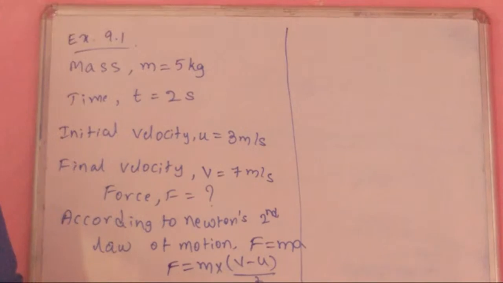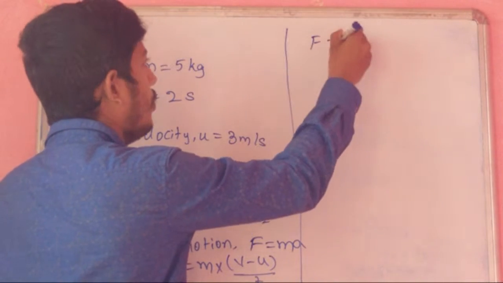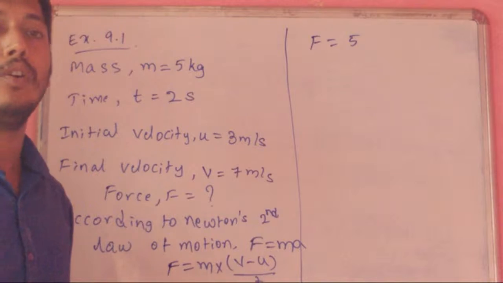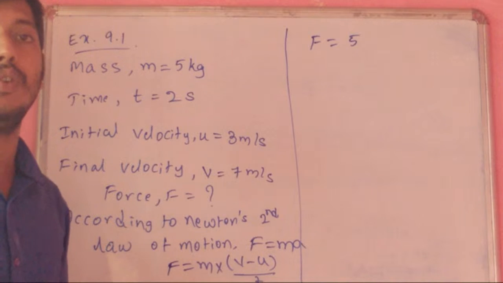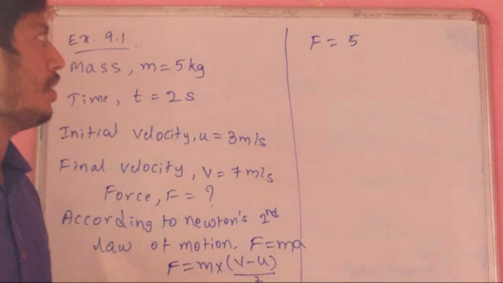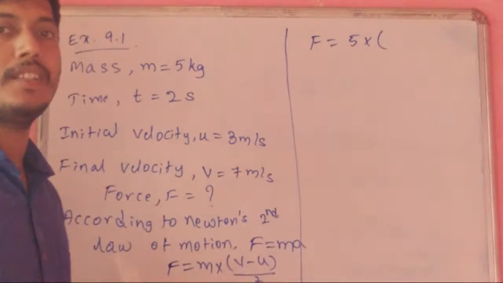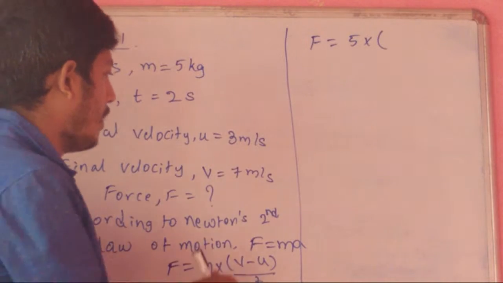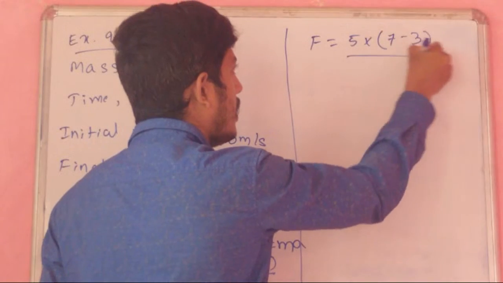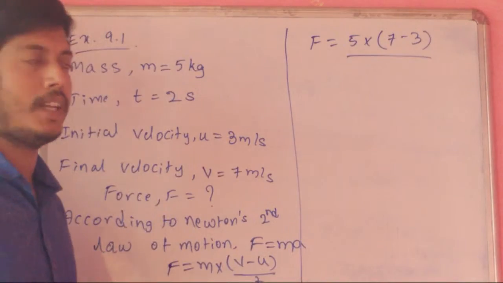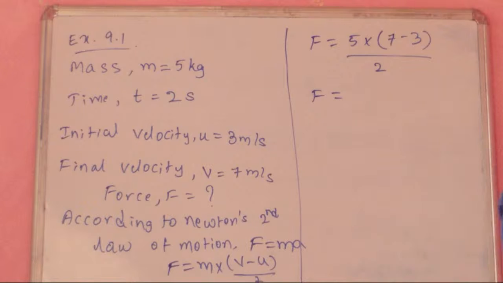Now it becomes F equals m, whose value is 5 kg. We must note that all the units are in SI. If the values are not in SI units, then we have to convert them into SI units. So m is 5 kg into V minus U. They are present in a bracket, so we have to use a bracket for that. V is 7 and U is 3, so 7 minus 3, divided by the time taken. Time taken is 2 seconds here, so divided by 2. Just simplify and comment with the answer.